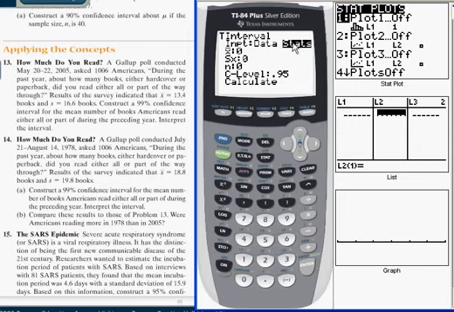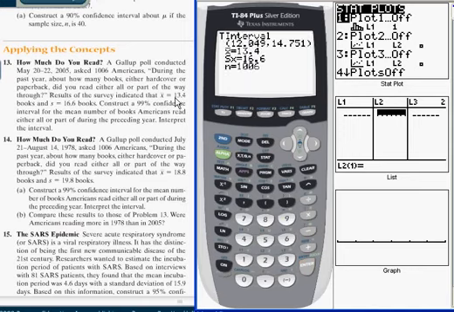So I'm in t-interval, I'm in the stat window, and I'm going to go down to x bar, which is the mean of the sample, and that's 13.4. Next I give it the standard deviation of the sample, which is 16.6. So there's apparently quite a bit of variation in the data. N is the sample size, which is 1,006. The confidence level that they are requesting is 99%. So I type in 0.99 and then calculate.